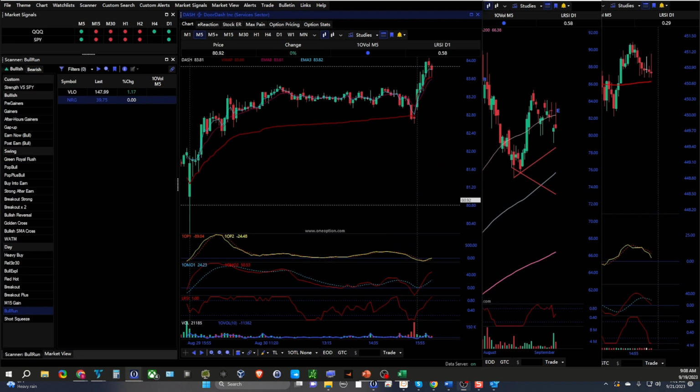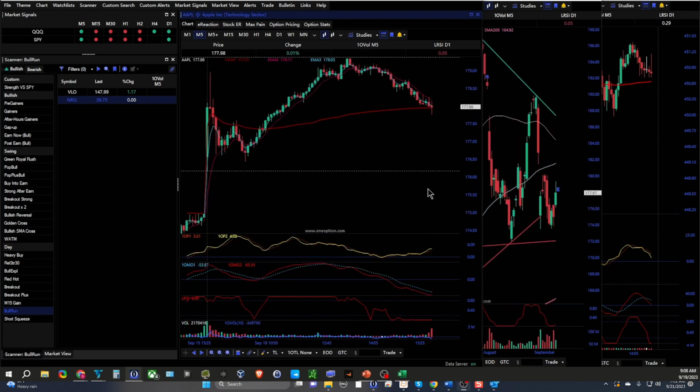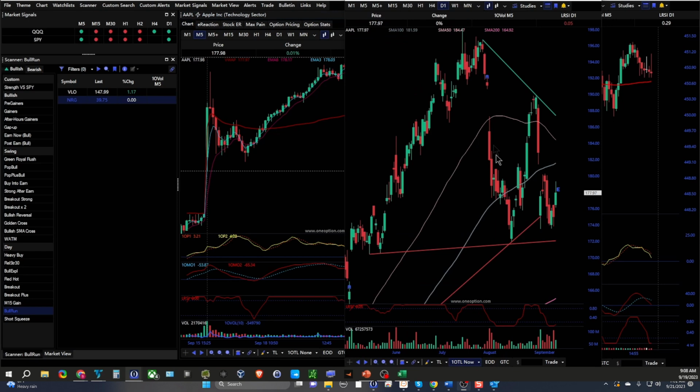All right, let's look at the next stock. Let me see here. Apple. So Apple was an interesting one. I don't need the 5 minute to tell you this because this is an easy one. So what are we seeing here? This is a classic pattern right here. We've got a gap fill attempt.